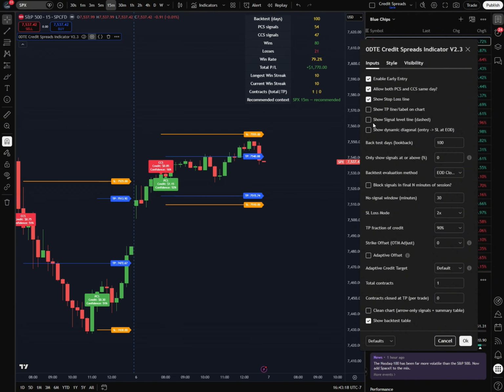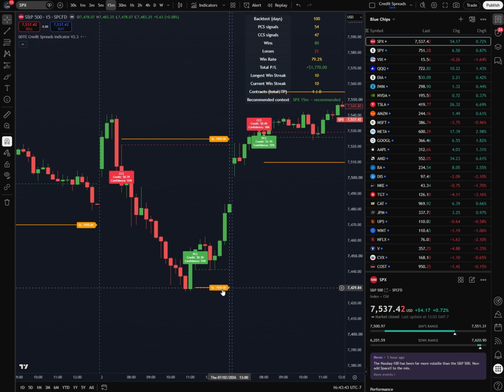Show signal level line. This is something that was added more recently. What it basically does is it's letting you know, hey, stop what you're doing, pay attention, because price has now crossed this line and things could get away from you pretty quickly. So it creates these little dash lines. So what you do is basically take a look out for those lines to see if price ever crosses that.